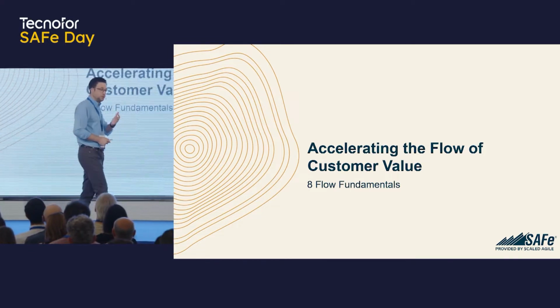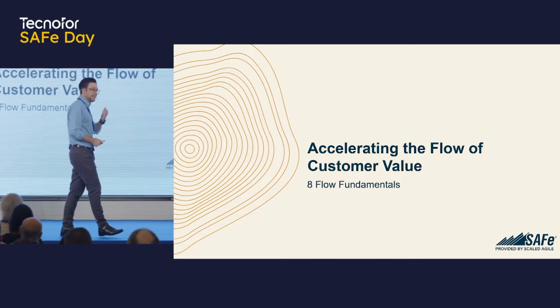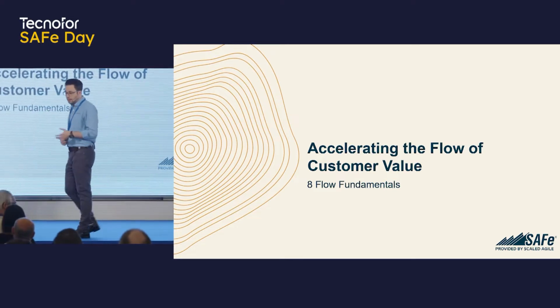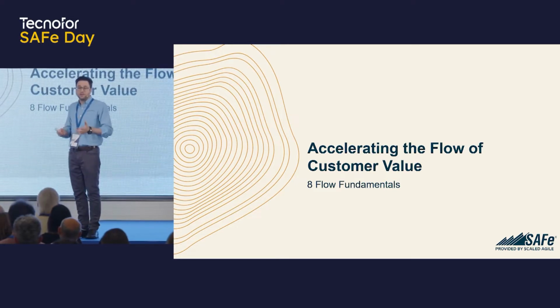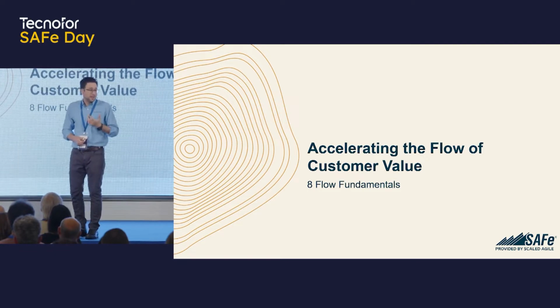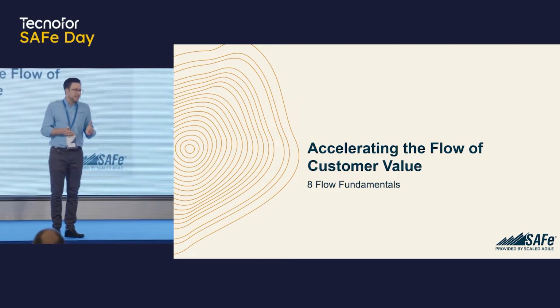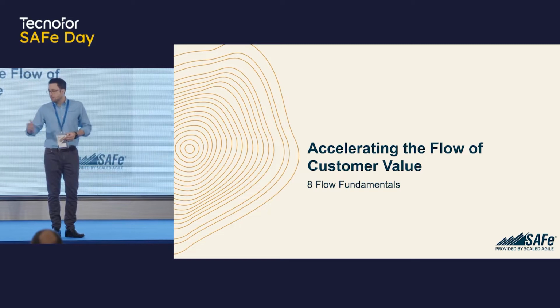We're going to start by looking at the roots of SAFe. We're going to talk about lean and agile and why that's important. We'll look at where the framework embodies flow. And then I'll go through each of the 8 flow fundamentals in turn, talking about how you can apply that in your context. And then we'll finish the talk by looking at flow metrics. How can you measure flow, understand where the problems are, and then apply these flow fundamentals to improve the delivery of value?